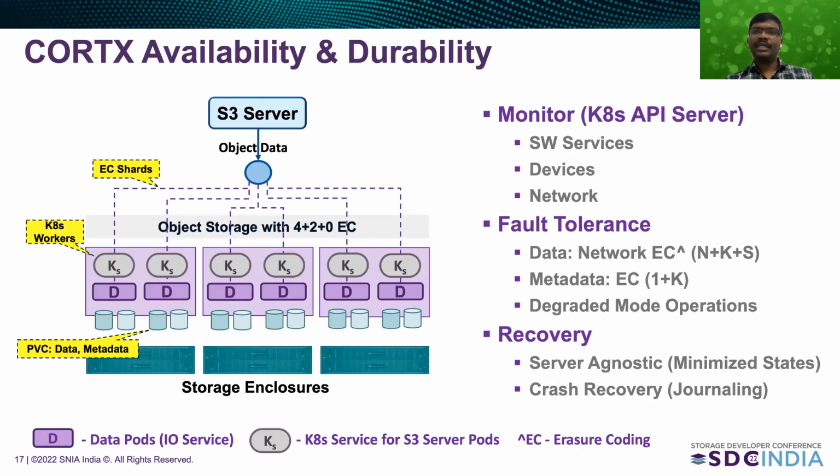CORTX data path stack maintains a minimal state about its services. There are monitors to observe service or component failures with the help of Kubernetes APIs. In case of node, storage, or network failures, CORTX stack switches to degraded mode with the help of redundancy introduced by network erasure codes.